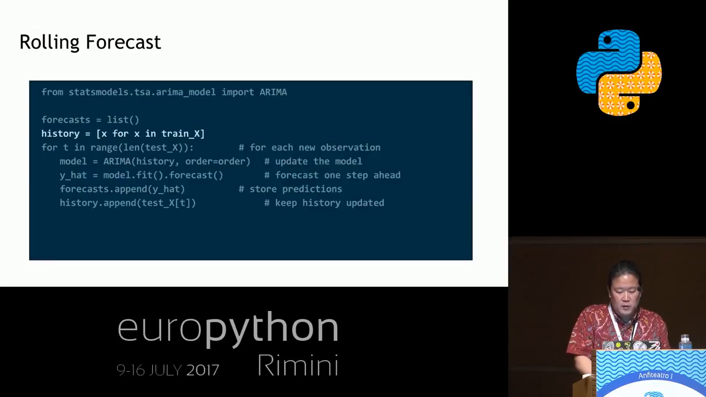So here's the piece of code running the rolling forecast. We keep track of all observations in a list called history that is seeded with the training data initially, and later new observations are appended for each iteration. We step over each new observation in the test data set, and then build an updated model with the previous observations. With the updated model, we forecast one step ahead for time t, and then store the forecast value in a list. Lastly, we keep history updated with the new observation at time t. This is how we do the rolling forecast.